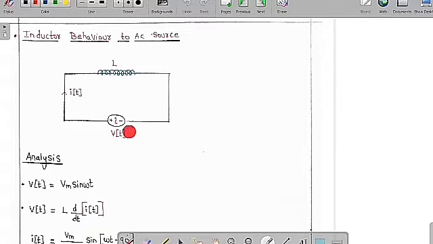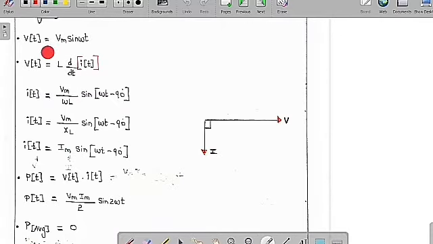So V of t we are going to apply across the inductor, and the current to the inductor is I of t. So now we are going to do the analysis of this circuit. Supply voltage is V of t is equal to Vm sin omega t. So the voltage across the inductor and the current to the inductor is V of t is equal to L into di of t by dt. V of t is the voltage across the inductor, and I of t is the current in the inductor.